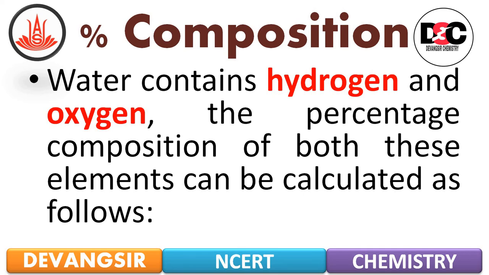Then the next topic is percentage composition. Water contains hydrogen and oxygen, which we are already aware of. The percentage composition of both of these elements can be calculated as follows. Let's see it.